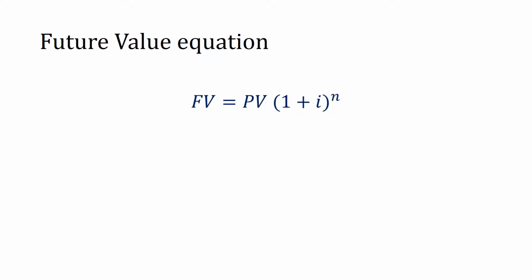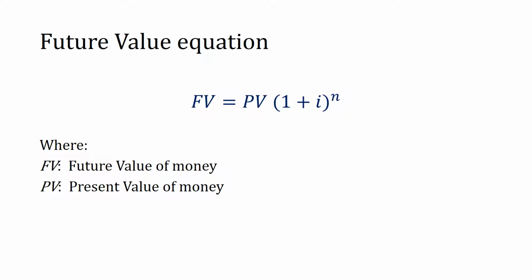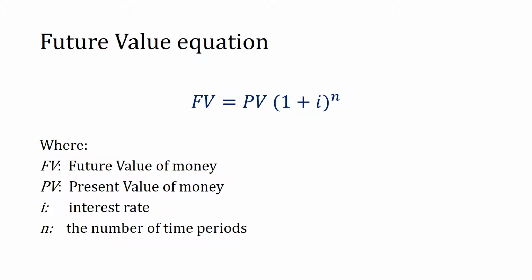Now let's get started with the future value equation. You might have seen this in your book: FV equals PV times (1 plus I) to the power of n. Let me explain it. FV is the future value of money. PV is the present value of money. I, or sometimes it's R, is the interest rate. And N is the number of time periods.